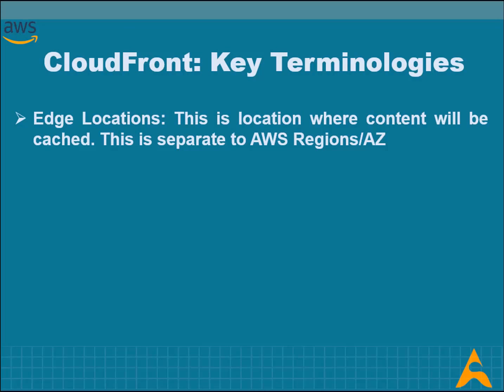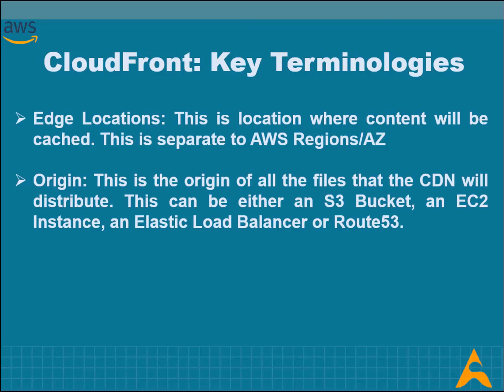Let's discuss some of the key terminologies involved, then it is easier to understand. Edge locations are the locations where content is cached. Edge locations are available around the world. There are currently around 56 edge locations. We should also know the origin. The origin here is where all your website files are stored, and the CDN will distribute them. In our case, the origin is India for our website.